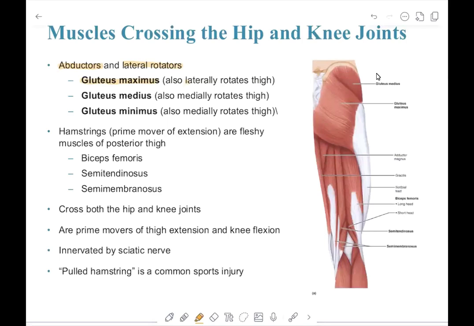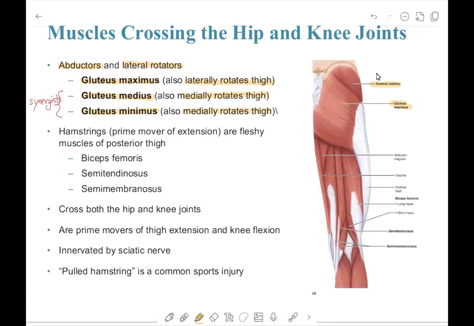This also laterally rotates the thigh. The gluteus medius also medially rotates the thigh, kind of based on its location. Then we have the gluteus minimus, which is not shown in this image, which also medially rotates the thigh. So the medius and the minimus are going to be synergist muscles.